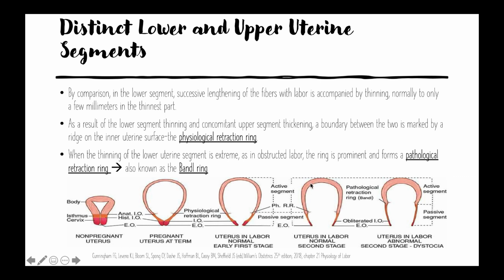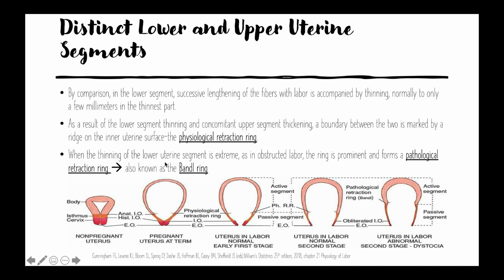So there's a boundary between the two, marked by a ridge in the inner uterine surface, which we call the physiologic retraction ring. Okay, so this is the physiologic retraction ring. This part here is the physiologic retraction ring, that serves as the boundary between the thicker upper uterine segment and the thinner lower uterine segment.